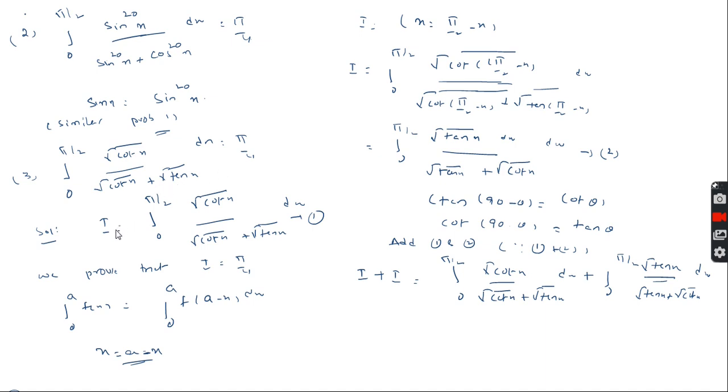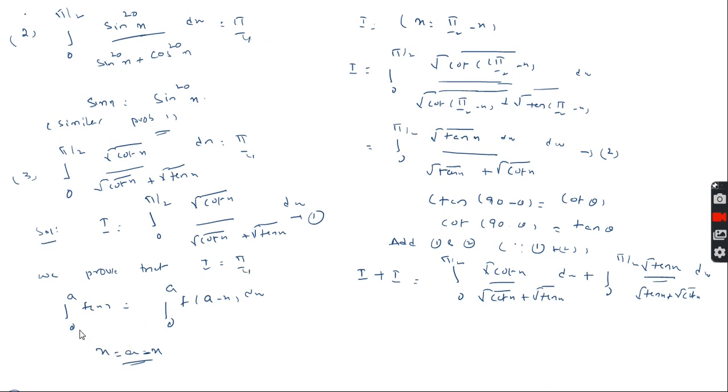So for that, first we take the total function as I is equal to the integral from 0 to pi by 2 of root cot x by root cot x plus root tan x into dx. And we prove that I is equal to pi by 4.